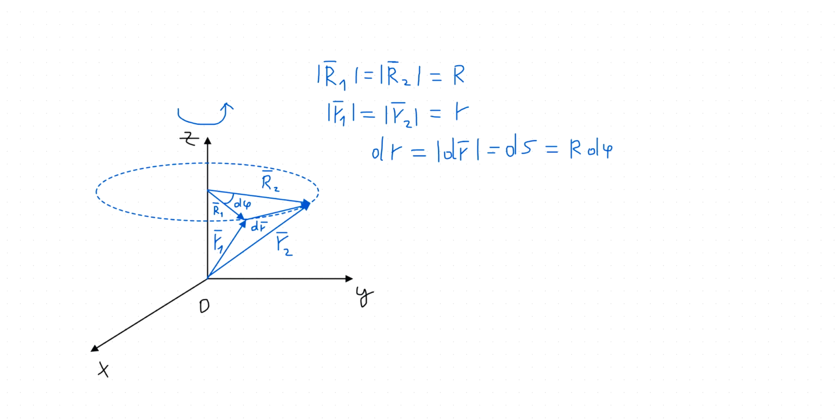Because the small radius vector r rotates along a cone.